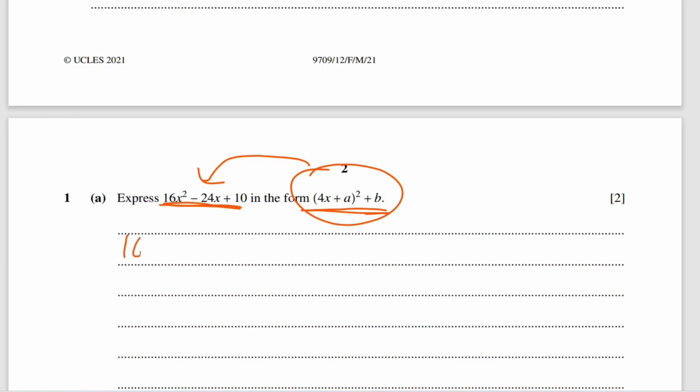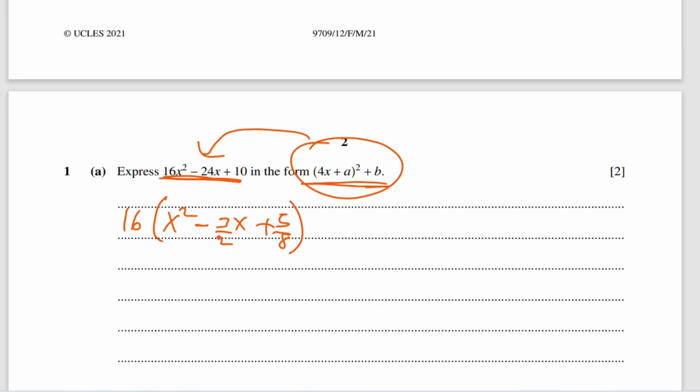All right, so first I'll factor 16 out so that I have x squared minus 3 over 2x plus 5 over 8. Basically, the 3 over 2 is the same as 24 over 16. I didn't want to write in huge numbers. Okay, then I'm going to take half of the coefficient of the x term. So that will be 3 over 4. I'll square it and subtract that. I believe you remember this trick from AddMath, how to complete the square.